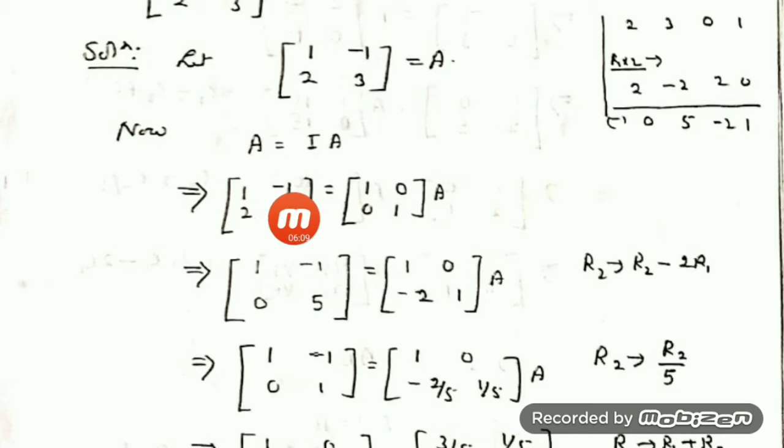So here you see r1, you have to multiply by 2, so it becomes 2, minus 2, 2, 0. Then you have to subtract them, subtract r1 from r2. 2 minus 2 will give you 0. The first element is 0, then 3 minus minus 2 is 5, so this is 5. 0 minus 2 is minus 2, and 1 minus 0 is 1. Okay, so we have completed this operation.